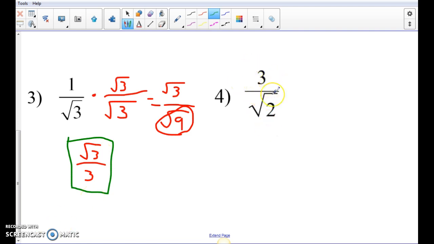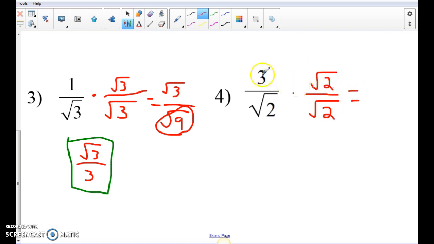Okay, same thing over here with example number 4, 3 over radical 2. We can't leave that radical in the basement. So what we're going to do is we're going to rationalize it. We're going to multiply the top and bottom by radical 2. Again, this helps me to undo that square root. We're working backwards. So if I do that on the bottom, if I multiply by radical 2, I have to multiply by radical 2 on the top as well.